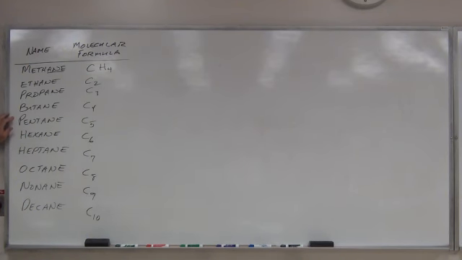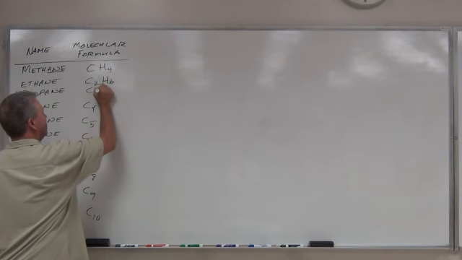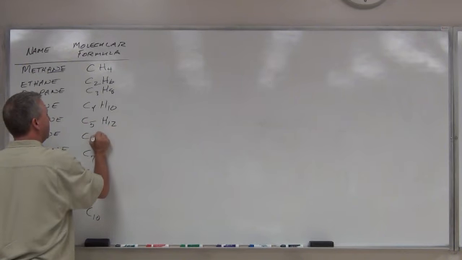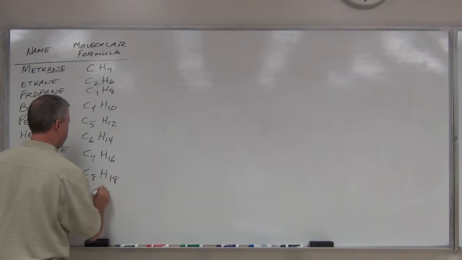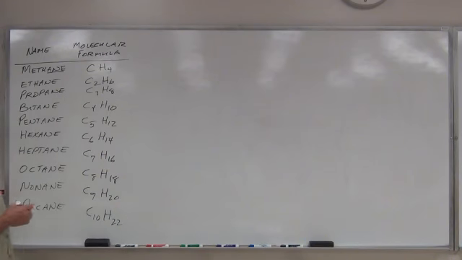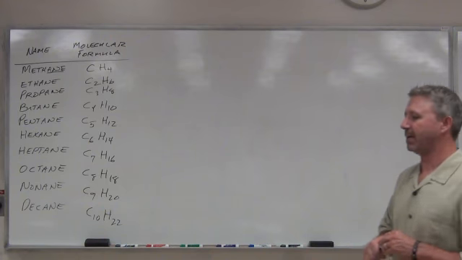Now, once you get to penta, the prefixes tell you how many carbons you have, right? Penta, 5, hexa, 6, hepta, octa, nona, deca. Those first 4 are a little unusual. And you increase the hydrogens by 2. So it becomes 6, 8, 10, 12, 14, 16, 18, 20, 22. These are the molecular formulas and the names for the first 10 alkanes.